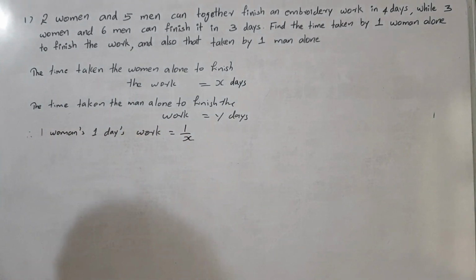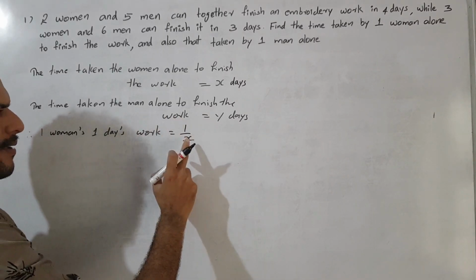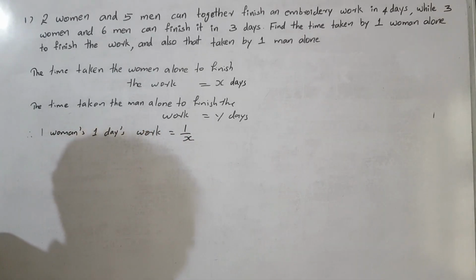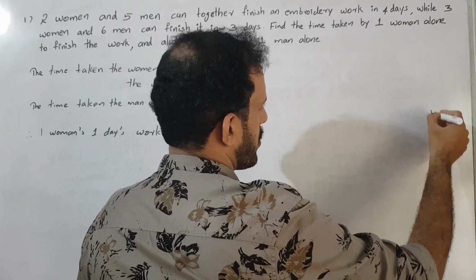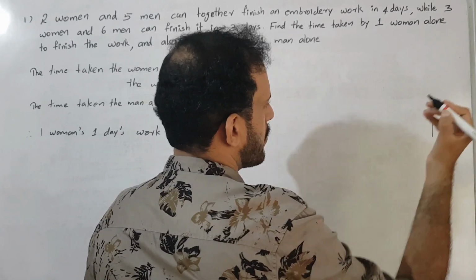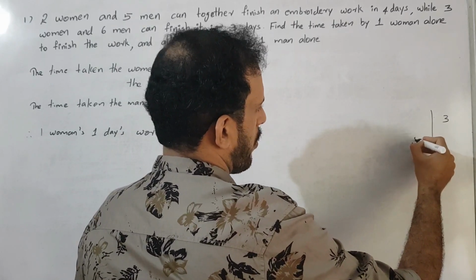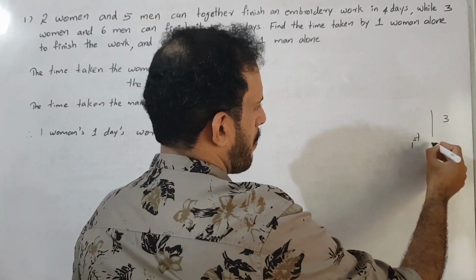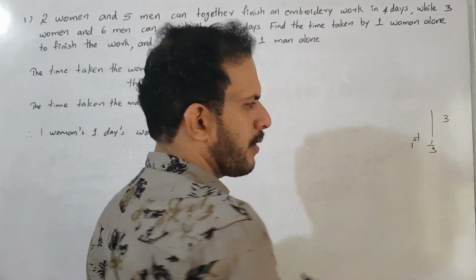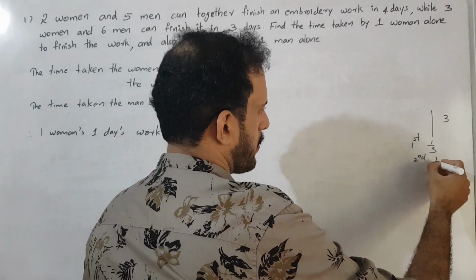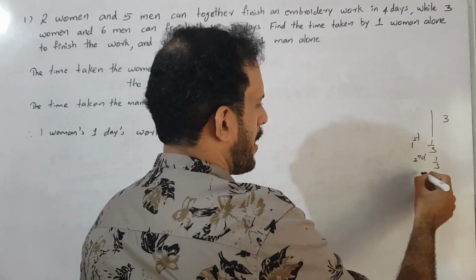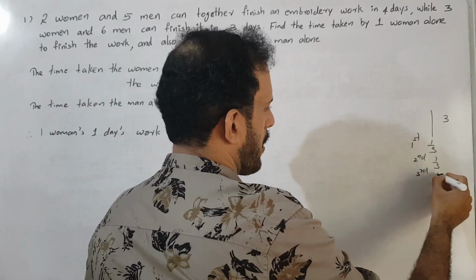One woman's 1 day's work is equal to 1/x. അല്ലെ, ഓരോ ദിവസവും അതിന്റെ ഓരോ ഭാഗങ്ങൾ ചേർന്ന് കഴിഞ്ഞാൽ എക്സ് ദിവസം ആകുമ്പോൾ കംപ്ലീറ്റ് ആവും. Right? That means if one person completes the work in 3 days, the first day how much part will they do? 1/3 part. Correct? Second day again 1/3 part. Then the third day is also 1/3 part.